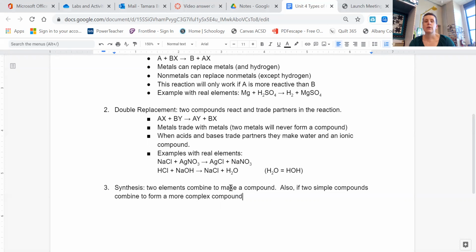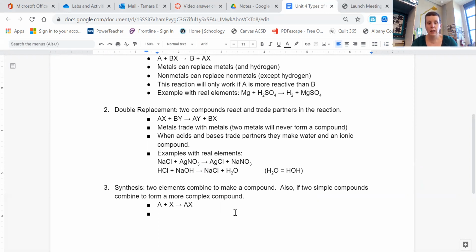Okay. All right. So again, 2 elements are combining to make one compound, or 2 compounds are combining to make a more complicated compound. But either way, you only get one thing on the right side of the arrow, on our products side. Okay. All right. So let me go for our fake example again. So we have element A plus element X form together AX. Okay, so element A plus element X makes AX. That would be an example of a synthesis.